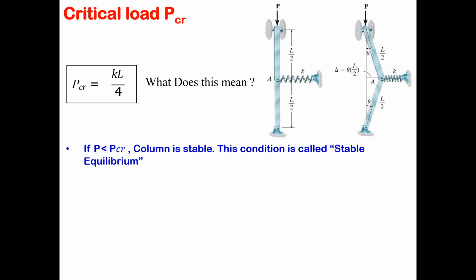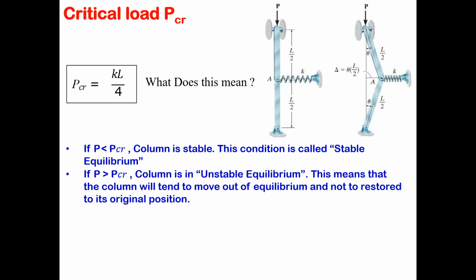Okay, again, what the critical load means is that if the P you're applying is less than the critical load, which is the stiffness multiplied by L over 4, we don't need to do any force analysis anymore. We can just use this equation and find the critical load. Then your column is stable. This condition is called a stable equilibrium. We'll talk about this term a little more later on.